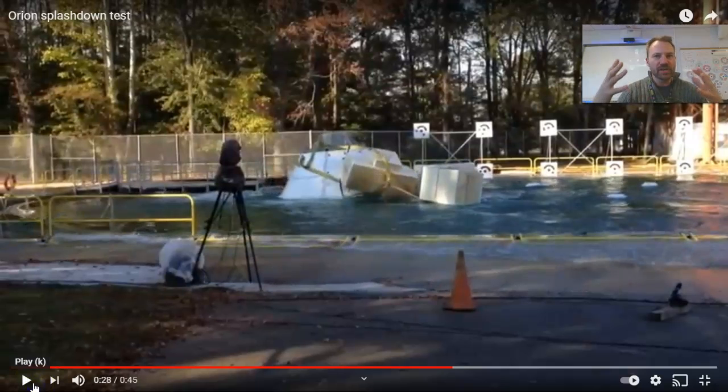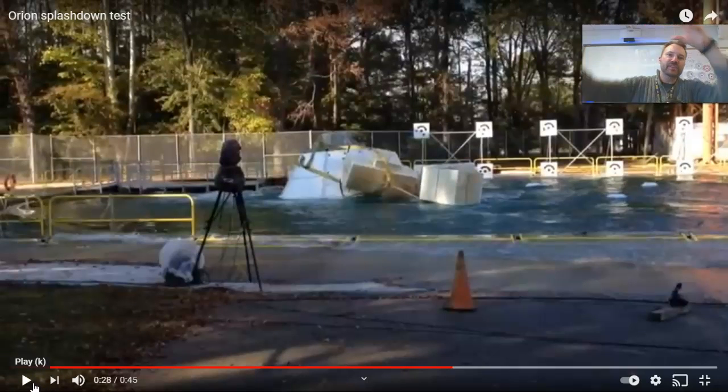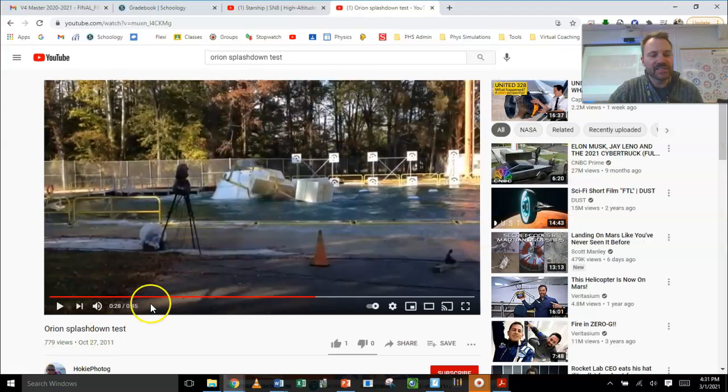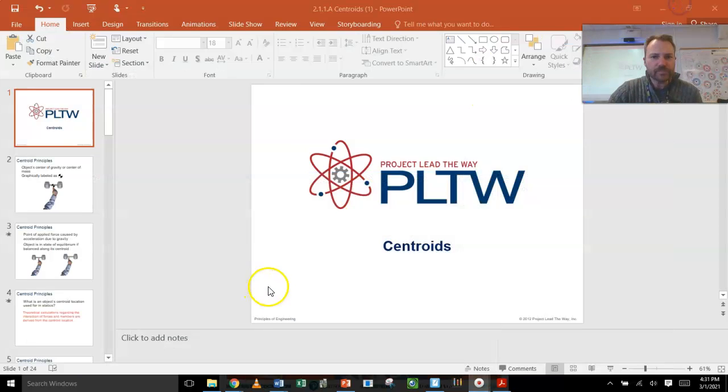So if your centroid's too high, then the thing's going to flip upside down. So understanding where that centroid is really important to engineers, because when you start turning or applying a torque to it, it's going to spin on that centroid. Let's get started with the formal presentation.